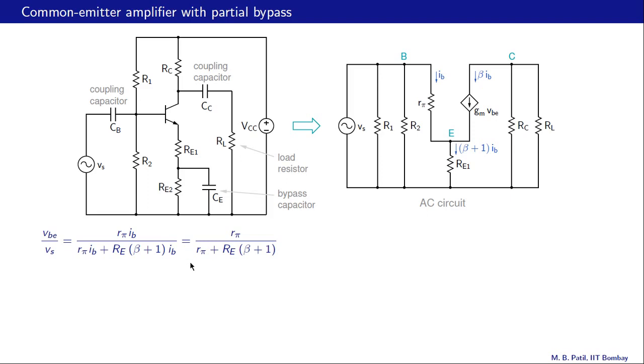Let us make one very important point about the common emitter amplifier with partial bypass. Let's look at this ratio VBE over Vs. What is VBE? It's this voltage between the base and the emitter, and that is R pi times IB. What is Vs? We have already seen that in the last slide. It's R pi times IB plus beta plus 1 IB times RE1. So that is what we get for that ratio, and IB is common here, so we get R pi divided by R pi plus RE1 times beta plus 1.